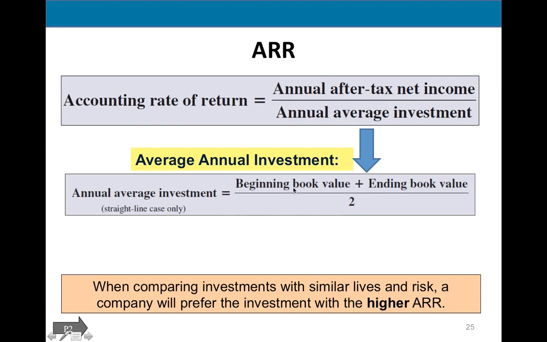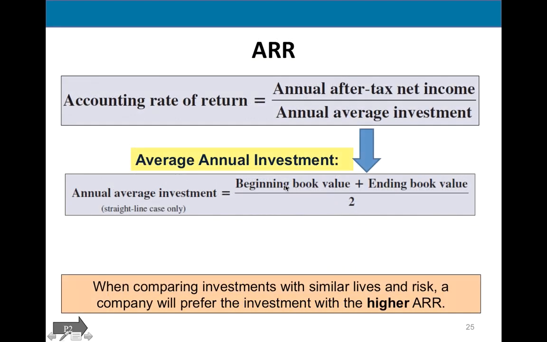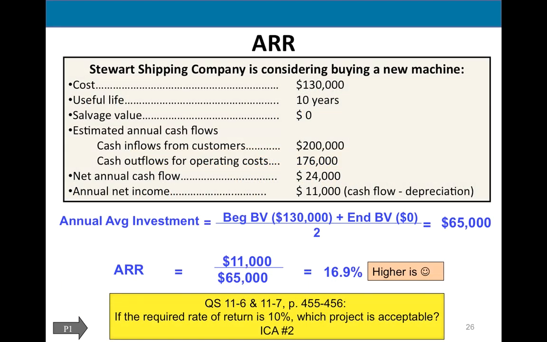The beginning book value plus ending book value divided by 2. So that will be the calculation. The beginning book value plus ending book value divided by 2. So when we compare investments with similar lives and risks, we will prefer the project or investment with the higher ARR.